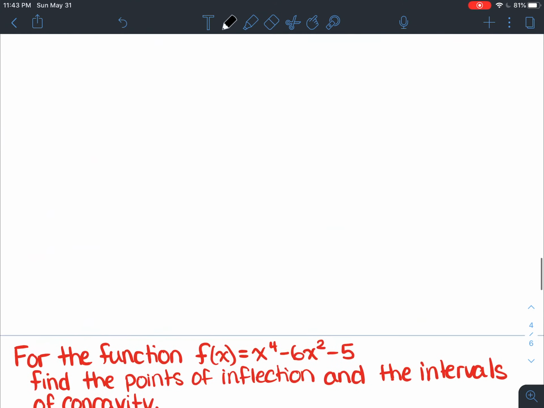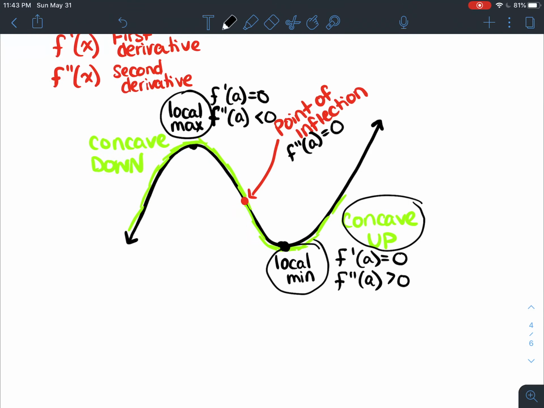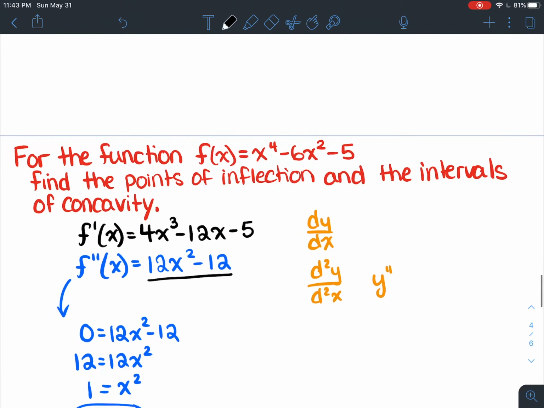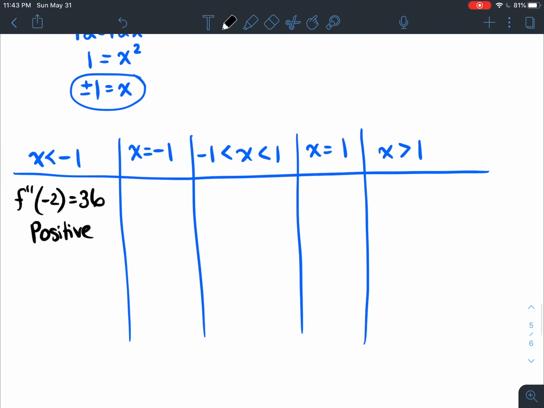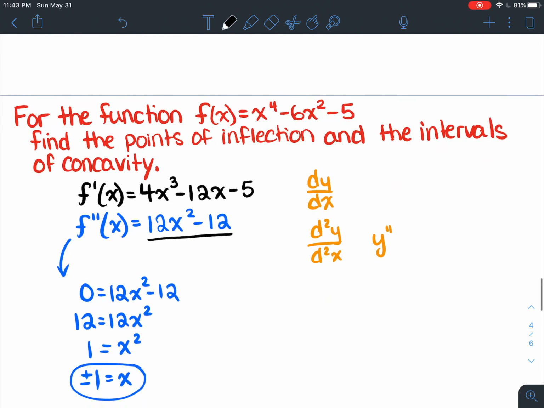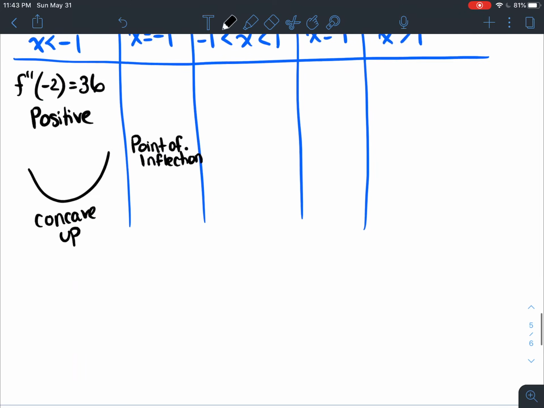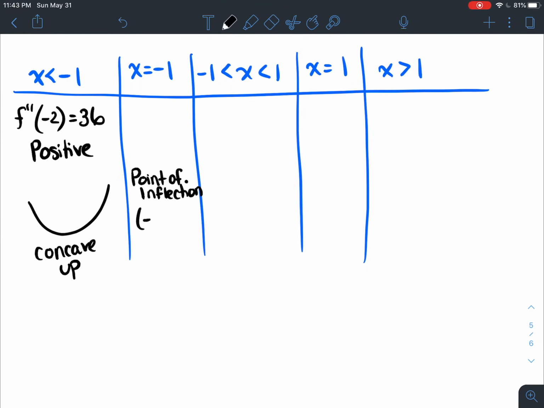Okay, so we know from up here, if our second derivative is positive, like this, then we have a concave up section. So we know our graph is going to be concave up. Then when x equals negative 1, we know that this is a point of inflection. And if we actually sub negative 1 back into our original function up here, we would know that that point of inflection is going to occur at negative 1, negative 10.